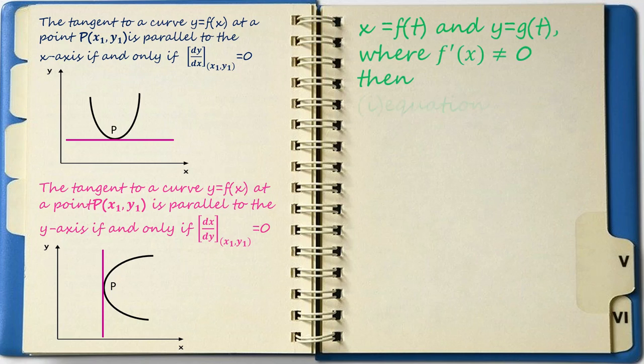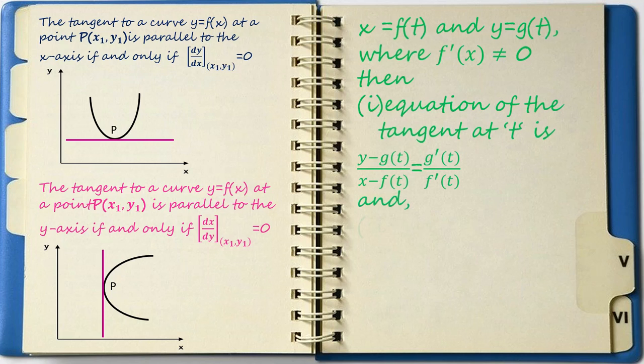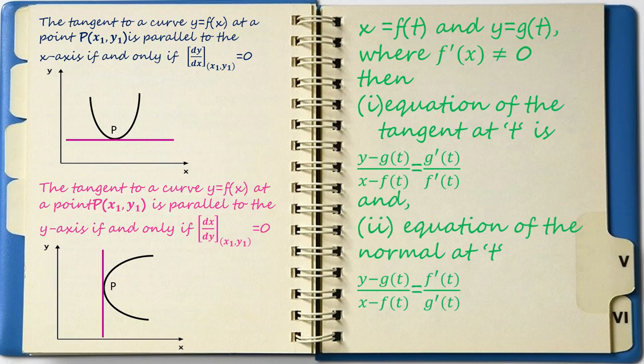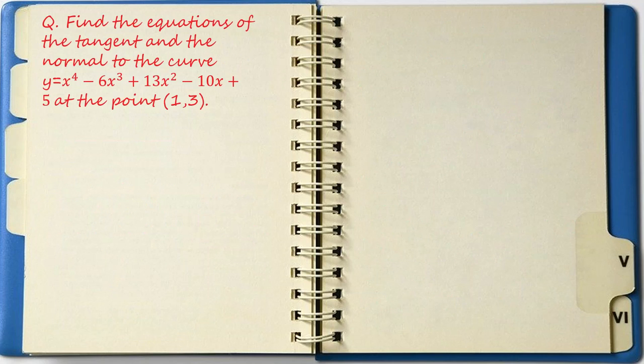And if the parametric form is given, that is x is a function of t and y is another function of t, how will we find the equation of tangent and equation of normal? When we solve some parametric equations, that time we will discuss how to find the equation of the tangent and normal in these cases. So here is your first problem.